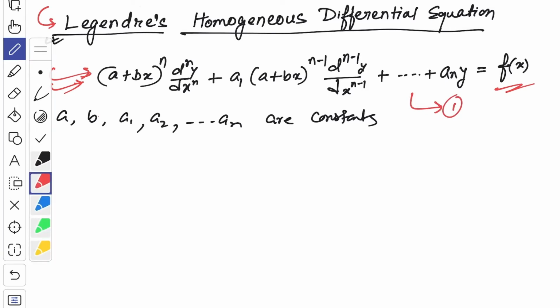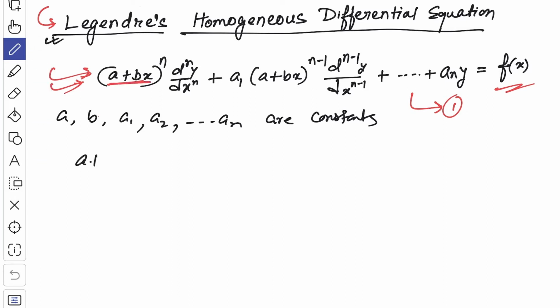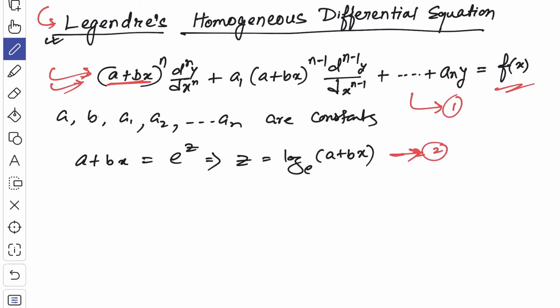Now let us consider a plus bx as e to the power z, which implies z is equal to log of a plus bx, and here e should be the base, right? This is equation number 2.